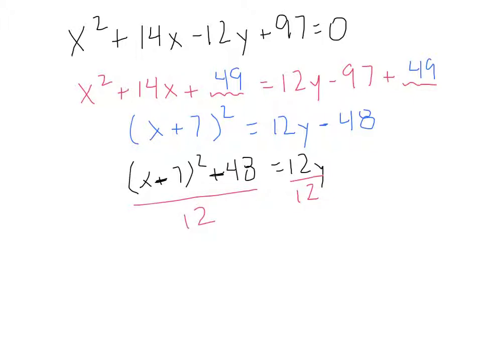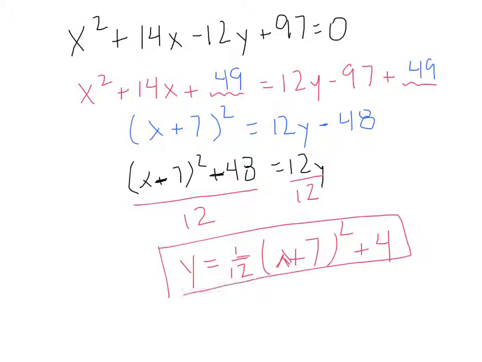And here we're going to write our fraction again. So we'll have y equals 1/12. We want to write it that way so it's really easy to see how we can find p. times x plus 7 squared plus 4. So we can see here that our vertex is at negative 7, 4, and we could find p. In this case, it's kind of easy. It's just 3.